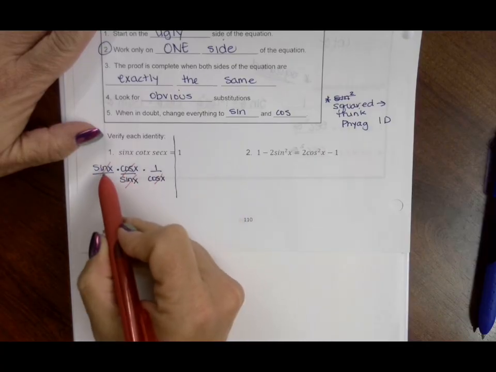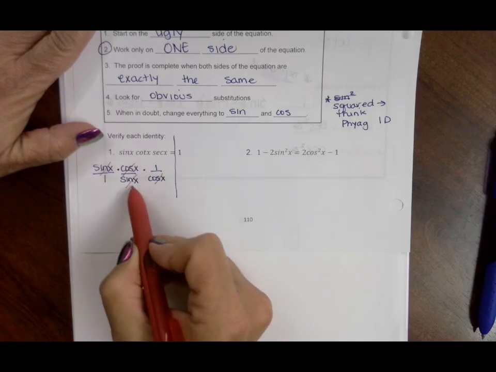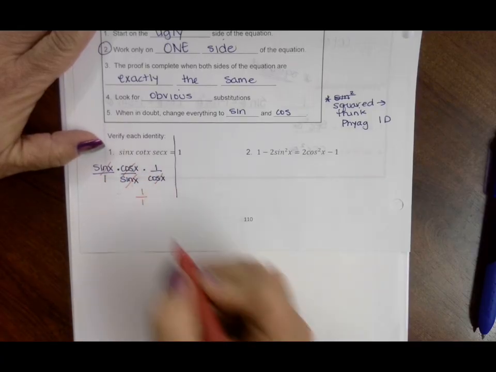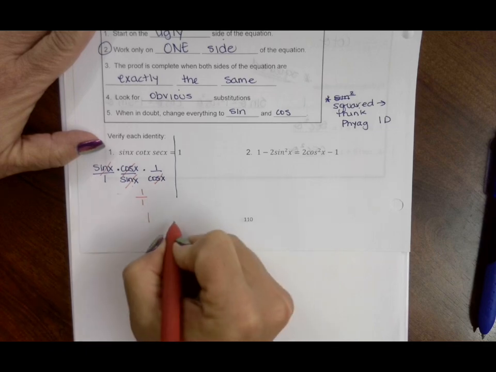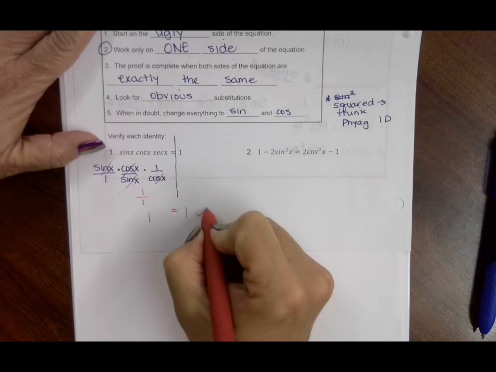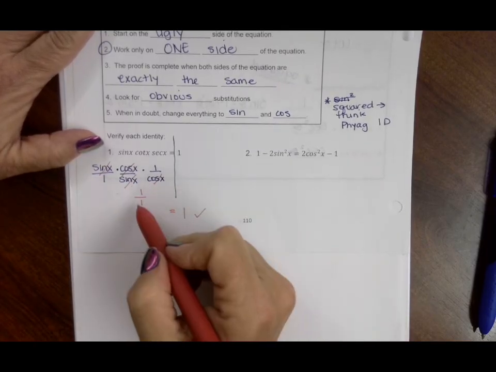You don't have to go in and do each one of these individually, but you have to show me that you see sine cancels with sine, cosine cancels with cosine. And what this gives me is 1 over 1, and 1 over 1 equals 1. So here on the left side I have 1, on the right side I have 1, so I'm good. All right, this is a proof.